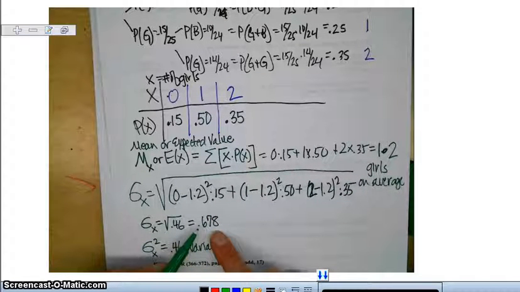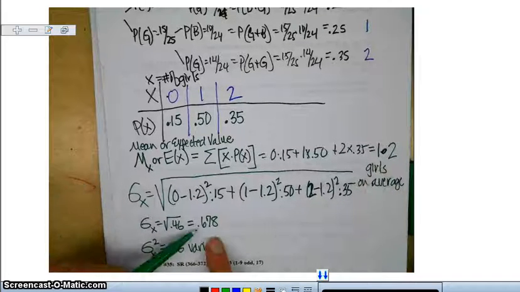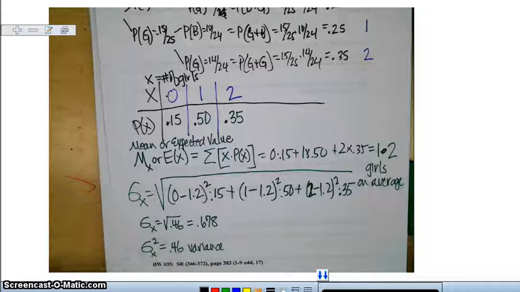So when I select this committee, on average I can expect to have 1.2 girls with a standard deviation of about 2/3 of a girl above and below. So in other words, we're basically saying between 0 and 2 girls. And the variance is 0.46 if you square that.